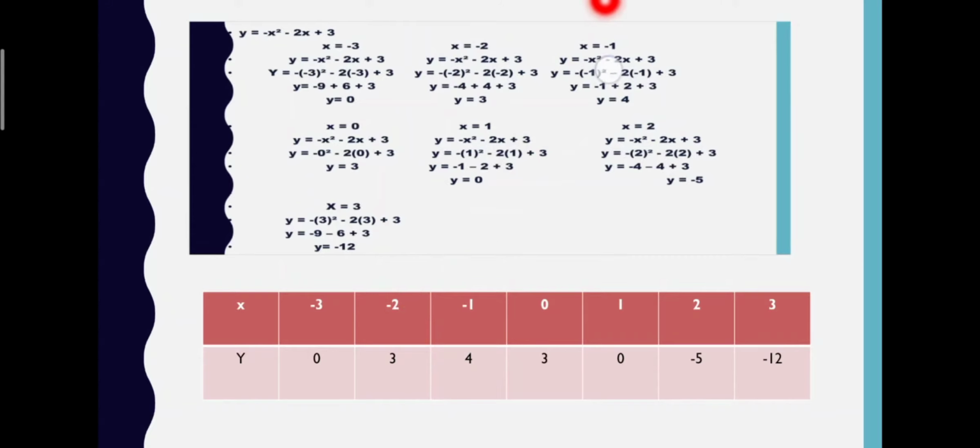Then, if x negative 1, yan, negative 1. Okay, so, ang value ng y is 4. So, ito, 4. Then, if ang x is 0, then ang value ng y is 3. So, 3. Then, 1 is 0. 2, negative 5. Then, 3 is negative 12. So, next natin gagawin is, we will plot the points in the Cartesian coordinate plane.